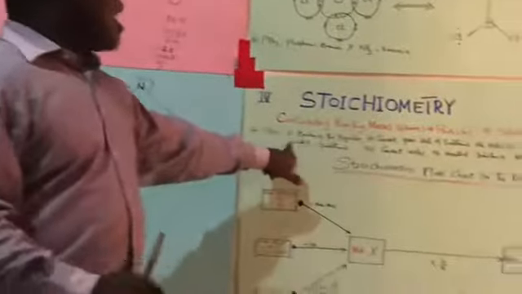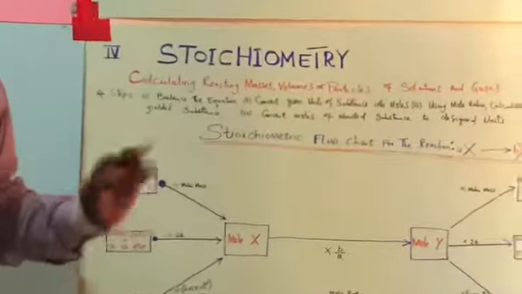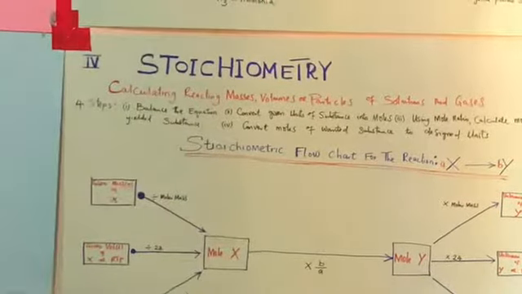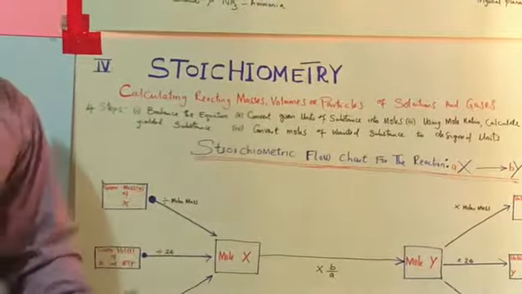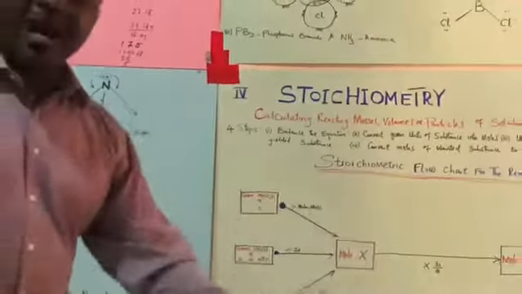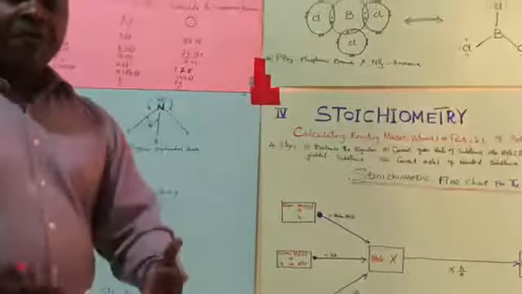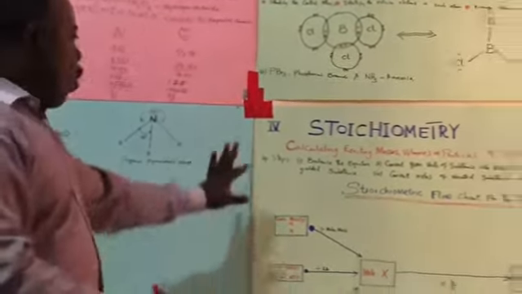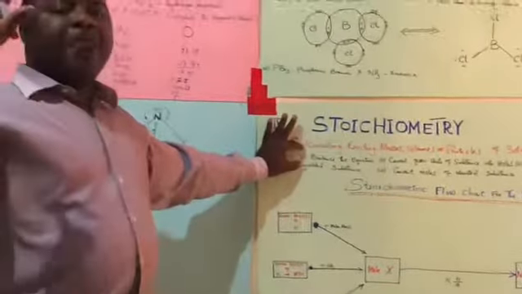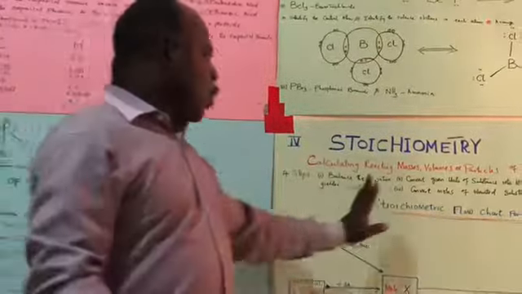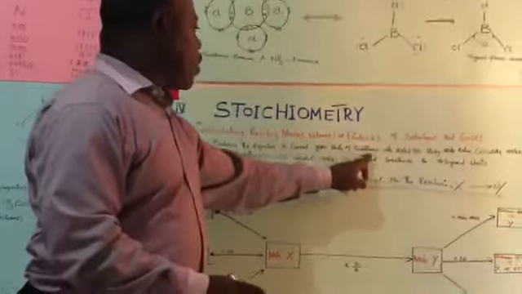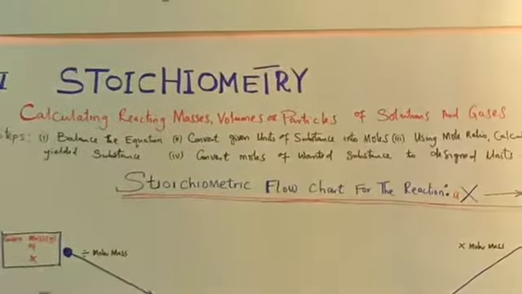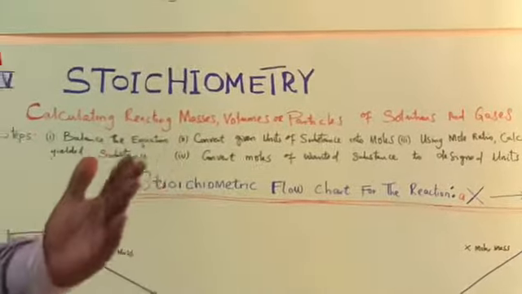One, you must make sure that the equation is well balanced. Once the equation is well balanced, then you have the reacting moles, the moles of reactants and the moles of products, because from there we will know their coefficients and their mole ratios. So we must have a balanced equation. Two, convert the given units of substance into moles. We must convert the given unit into the number of moles that are required.